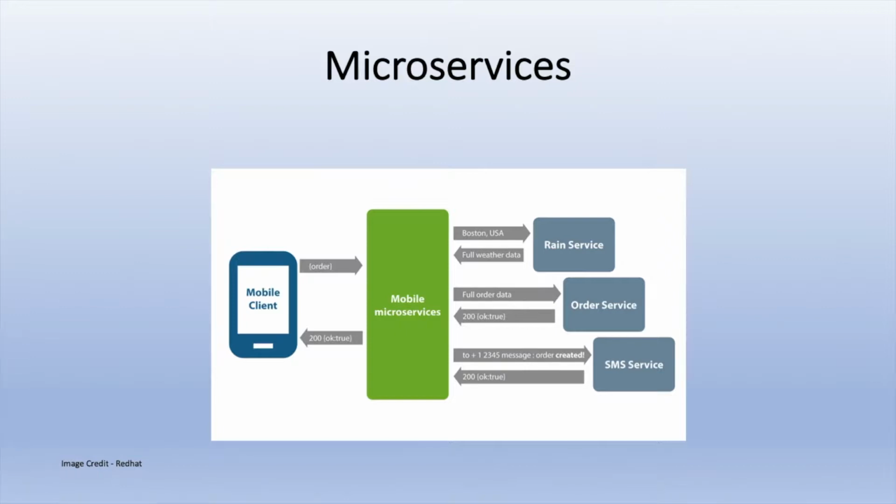Here you can see that the client actually calls the mobile microservices, and the mobile microservices actually handle several different services, for example the rain service, the order service, and the SMS service. It filters all this data into this layer, the microservices, and then channels the data to the client side. In this part, we are going to test the microservices to mimic the user flow, and that is the mobile contract.